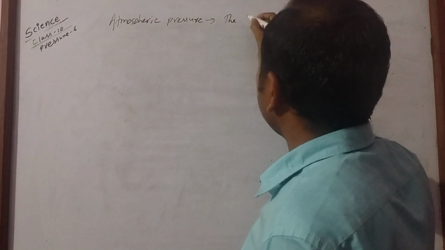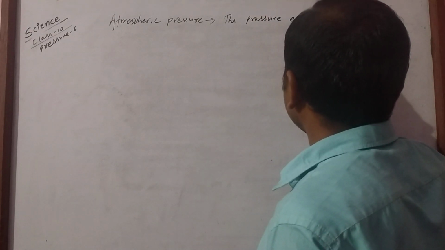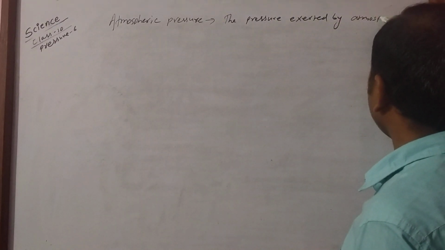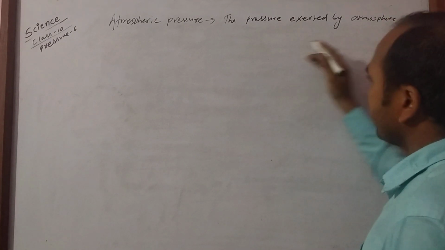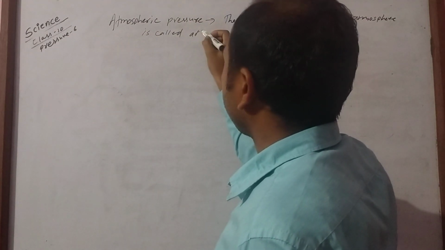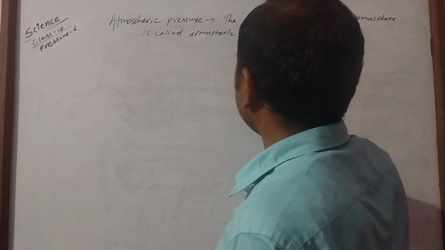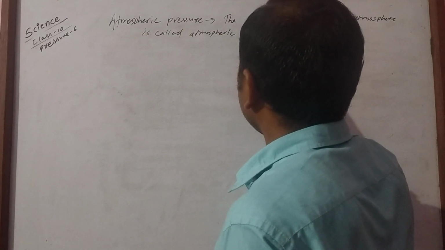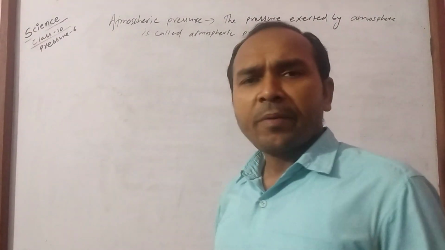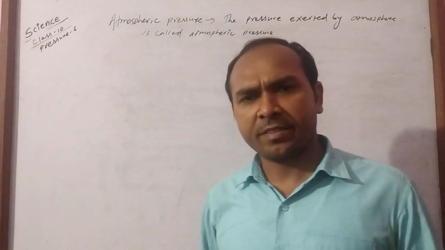The pressure exerted by the atmosphere is called atmospheric pressure. The standard value of atmospheric pressure is 760 mm of Hg.